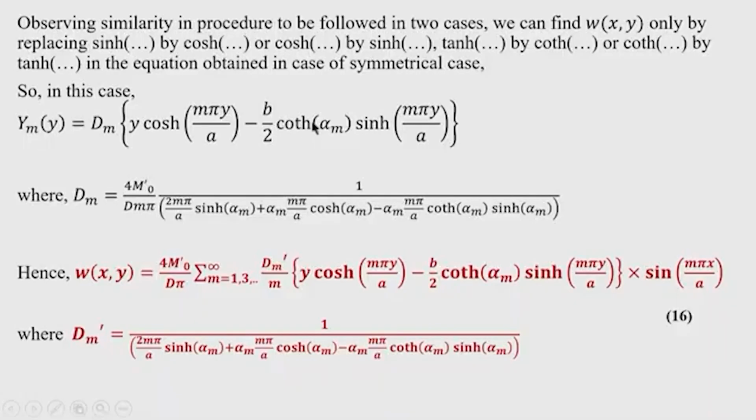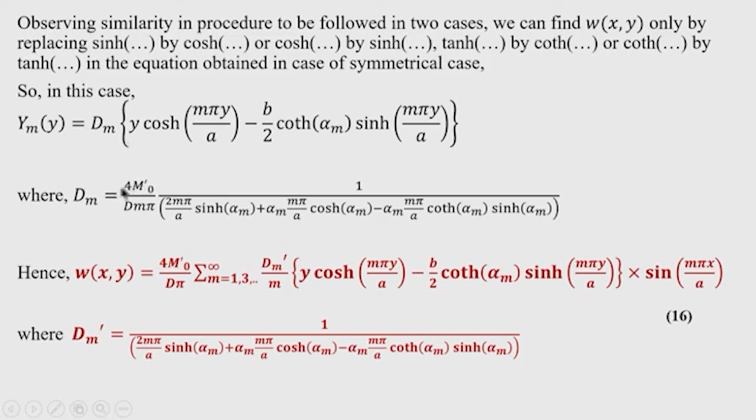So, this is reflecting the true nature of the problem. Then here tanh alpha m was replaced by coth alpha m, and this term was cosh in the earlier case, which was the symmetric term. Now, it is replaced by sinh function. So, all the symmetric terms are now replaced by antisymmetric terms, where d m, in a similar fashion, we now express the coefficient d m.